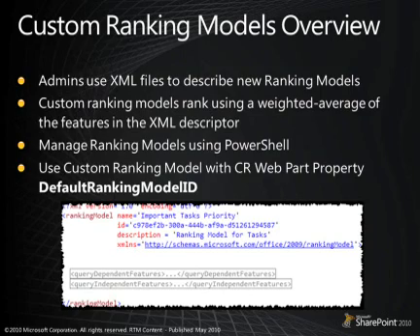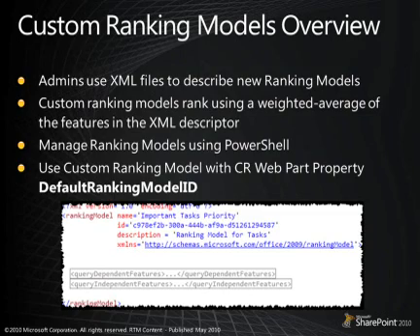Ranking models are identified by their ID. Once a model has been added to the search service application, its ID can be used within the core results web part by setting the default ranking model ID property. This will instruct search to use this custom ranking model when returning search results. You can manage ranking models through PowerShell or by using the relevance object model.